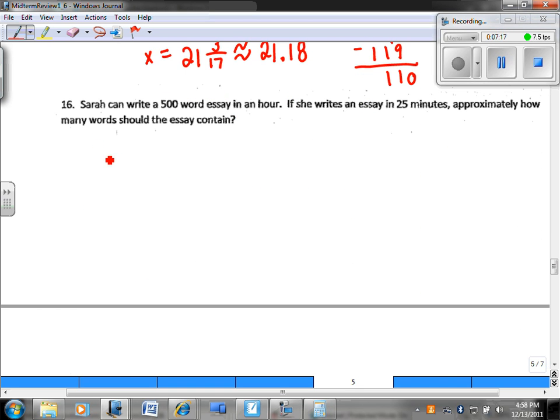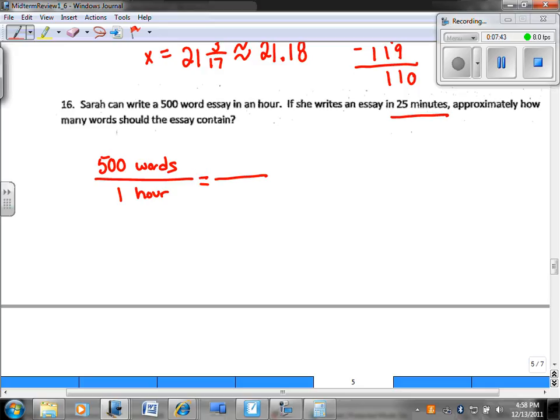Okay, Sarah can write a 500-word essay in 1 hour. If she writes an essay in 25 minutes, approximately how many words should the essay contain? 25 minutes. Let's look. We don't have minutes over here anywhere.